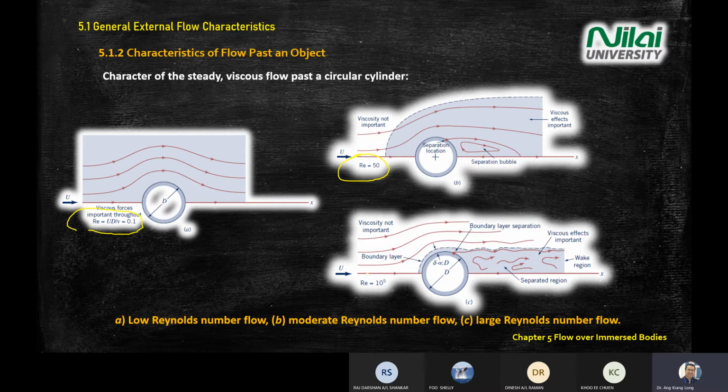Then as you go higher, you increase the speed. In this case, Reynolds number 10^5 is very high. You'll see that after the body, you will have a separation region, where here you will have a turbulence region, or we call it wake region. Okay, so this is a basic understanding on what happened to the boundary layer when you increase the Reynolds number. In this case, we use a round body as our case study.